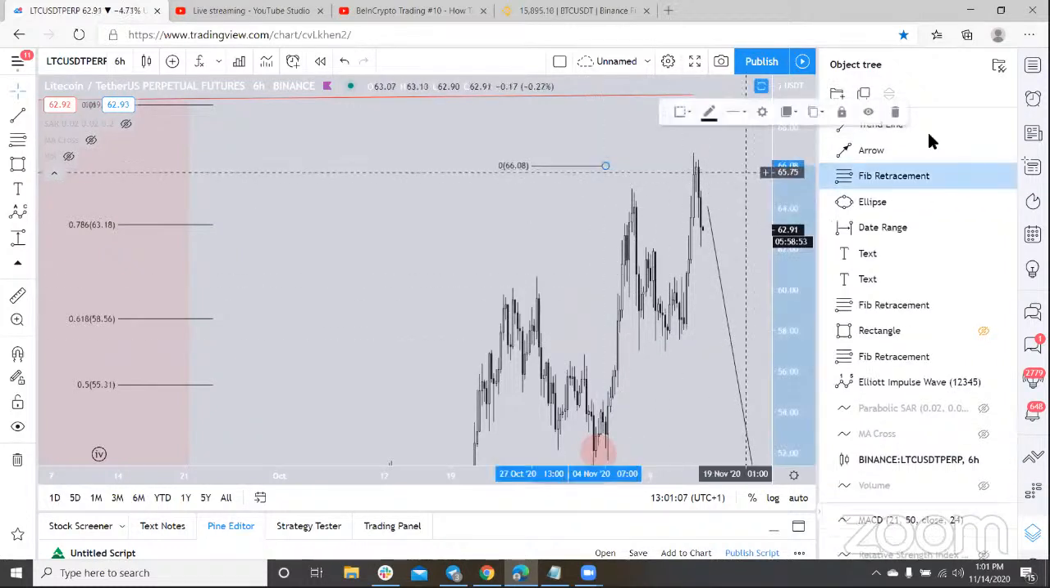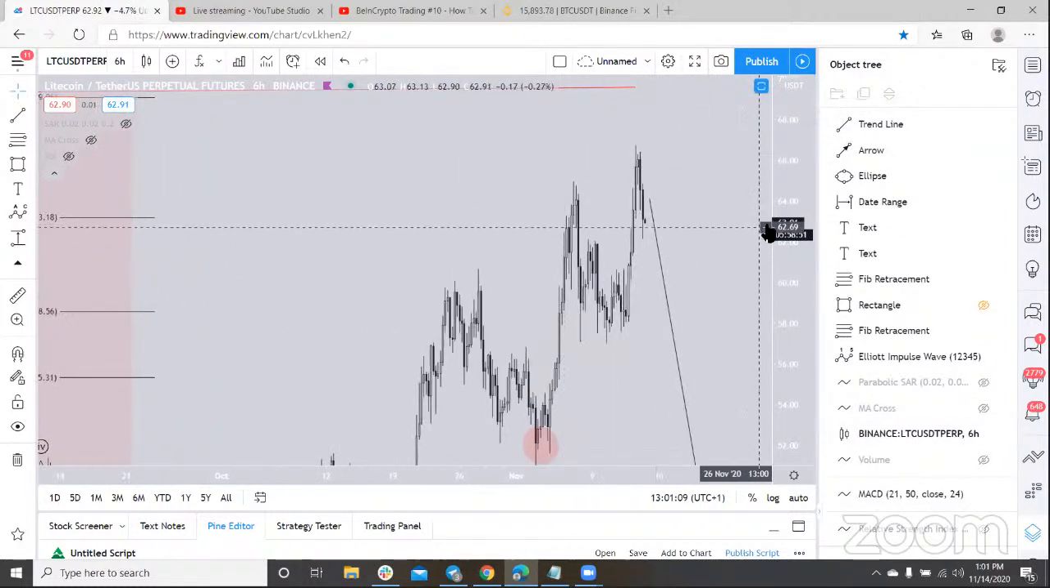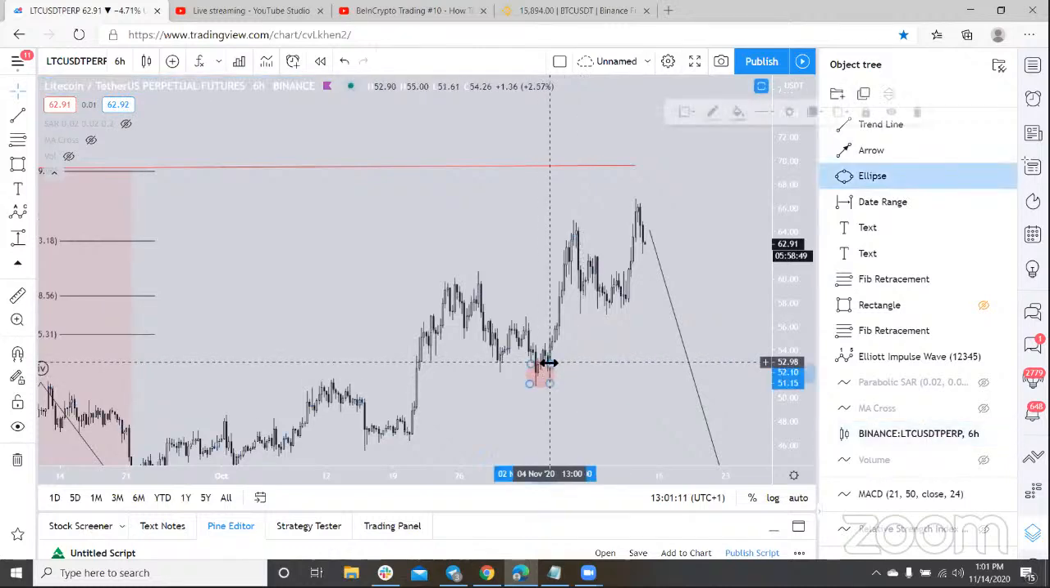Now, what are my targets for the bottom of the move since I'm shorting?